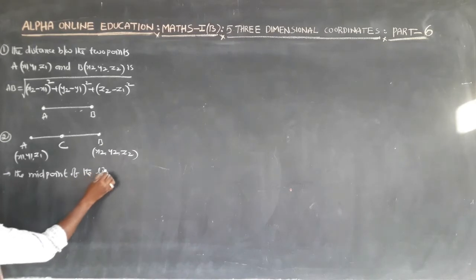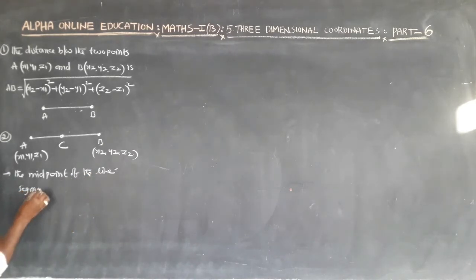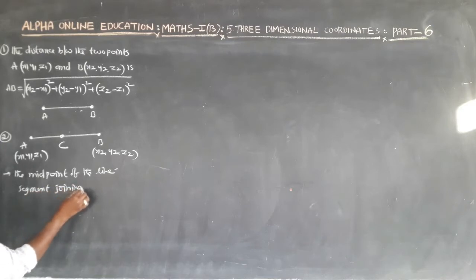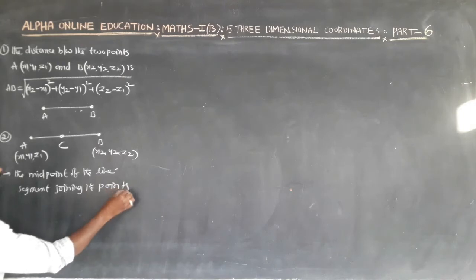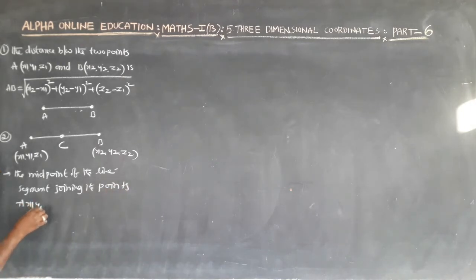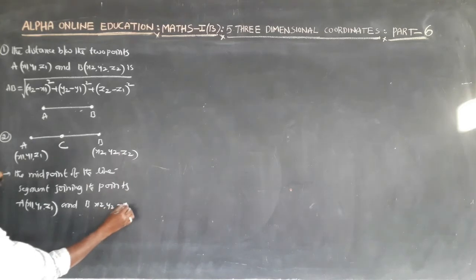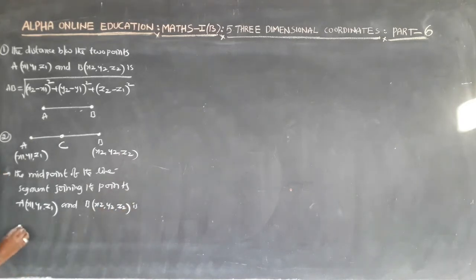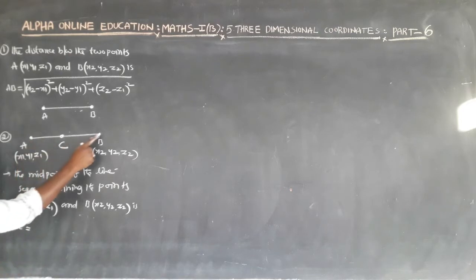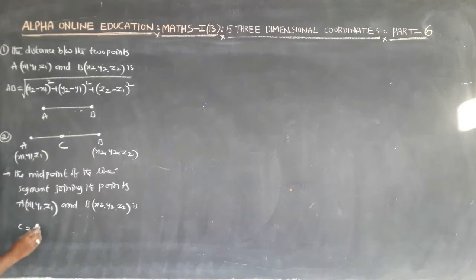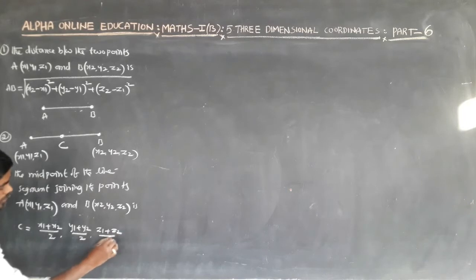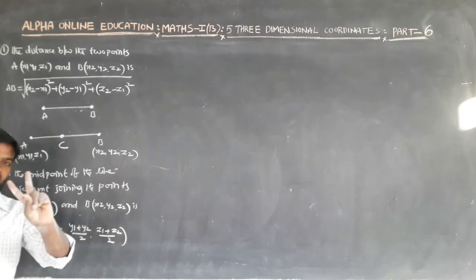of the line segment joining the points A x1 comma y1 comma z1 and B x2 comma y2 comma z2 is C is equal to the midpoint of the line segment joining the point A and B is x1 plus x2 by 2, y1 plus y2 by 2, z1 plus z2 by 2 is the midpoint of the line segment joining the 2 points.